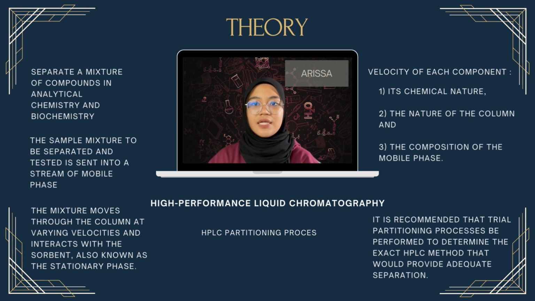There are different types of columns available with solvent of varying particle size and surface. The mixture moves through the column at varying velocities and interacts with the solvent, also known as the stationary phase. The velocity of each component in the mixture depends on its chemical nature, the nature of the column, and the composition of the mobile phase.